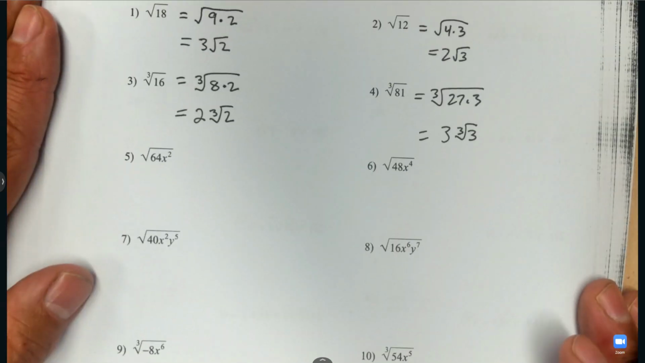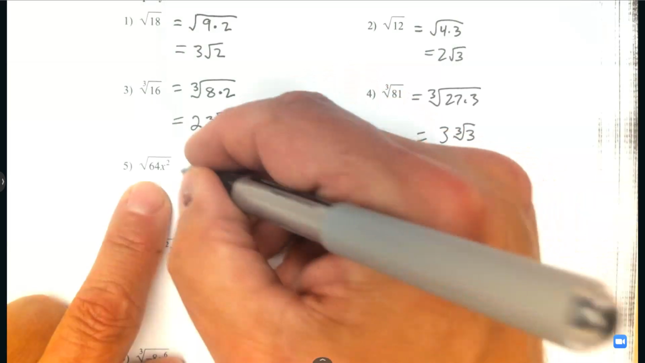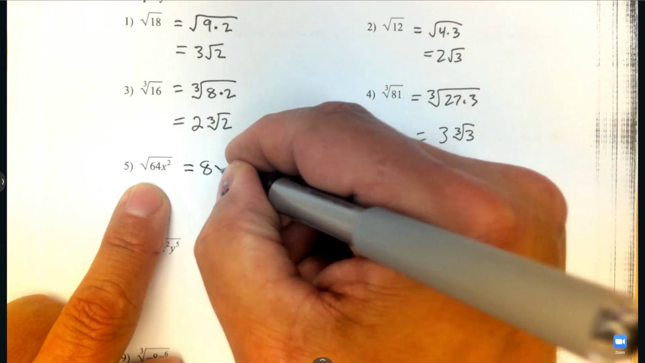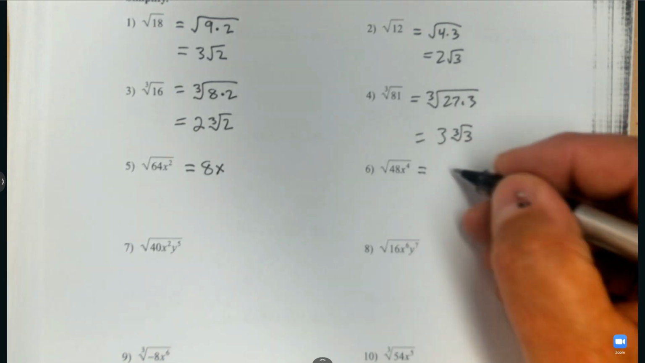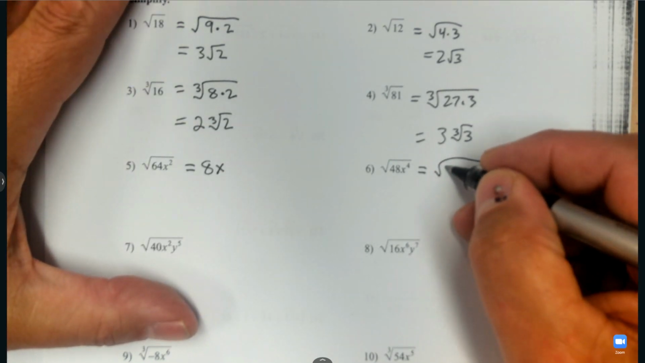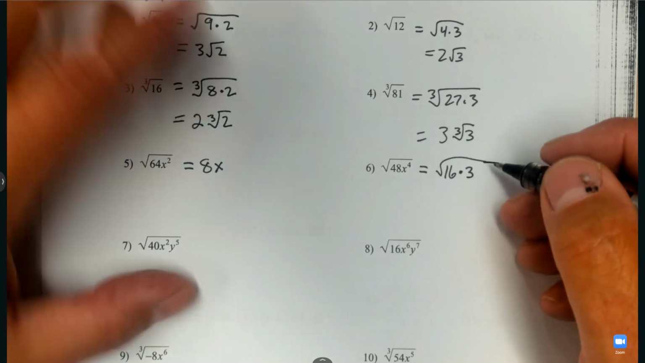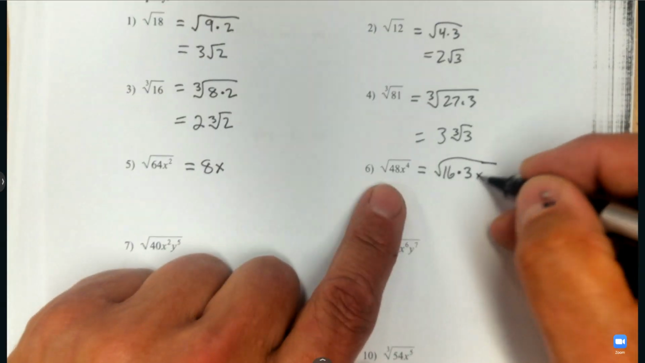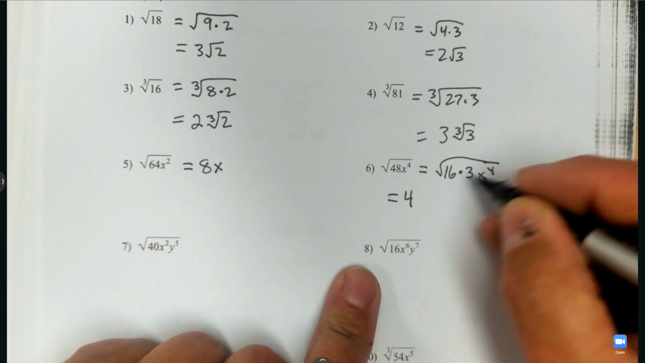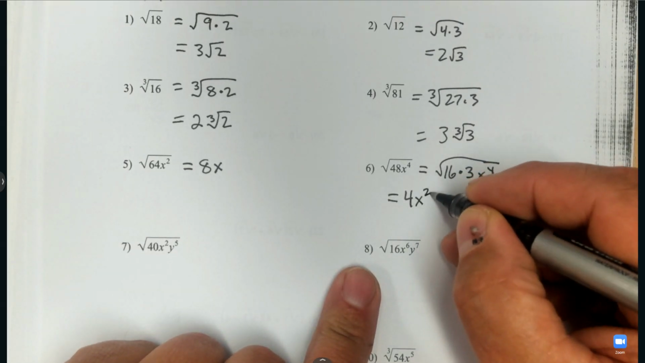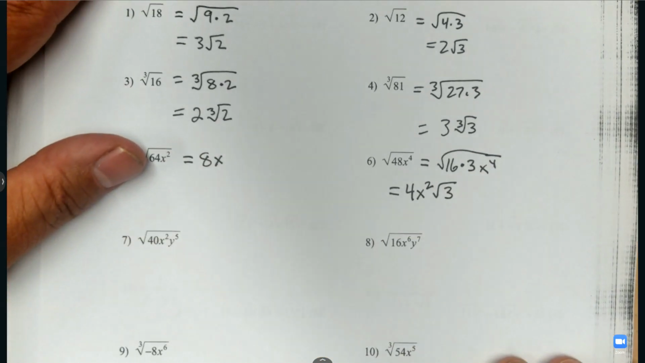Sometimes we have algebra involved. When you have algebra, you divide the exponent by 2. So the square root of 64 is 8, and then divide by 2 the exponent, and you just have 8x. For 48, we have two numbers that are perfect squares that go into it evenly. We need the larger of the two numbers, which is 16. And then the square root of 16 is 4. X to the 4th square root, divide the exponent by 2. And then what's prime, what's left over that I can't square root is 3.